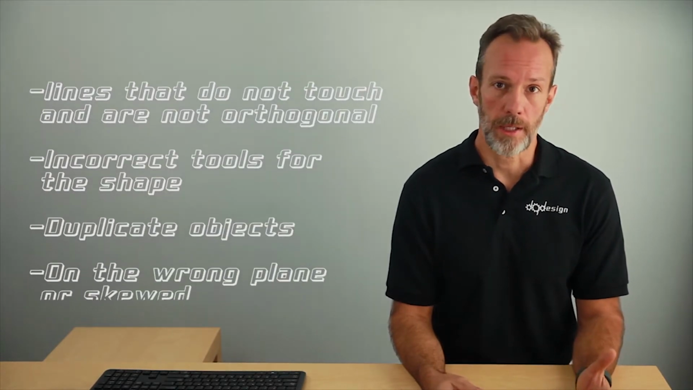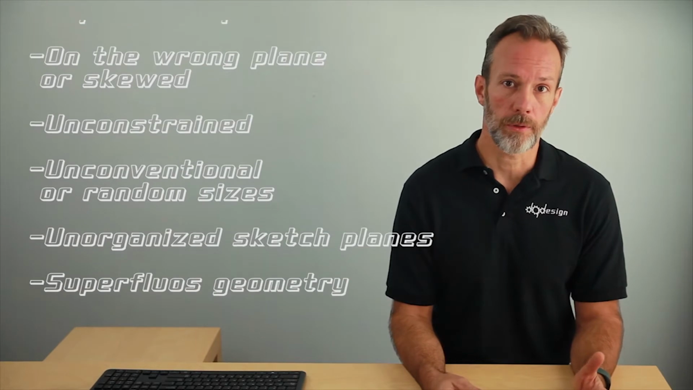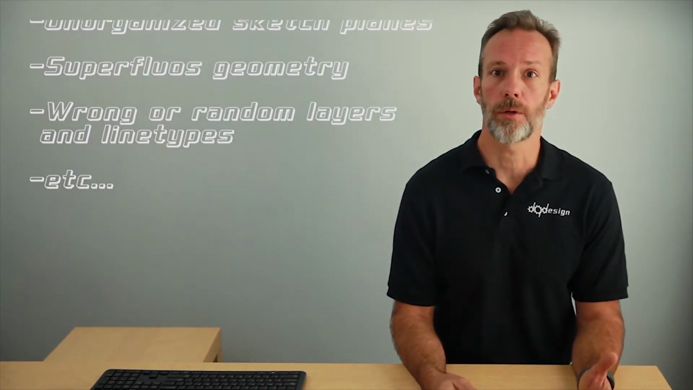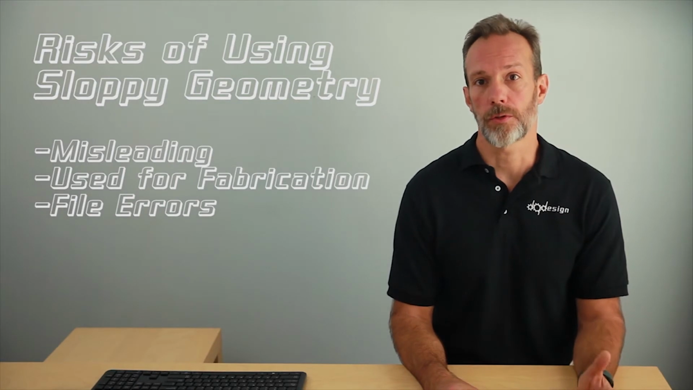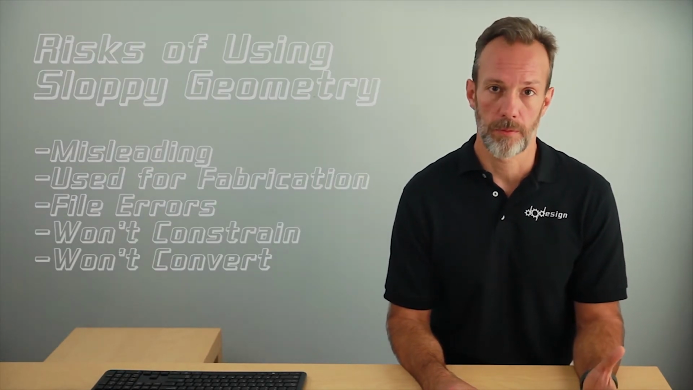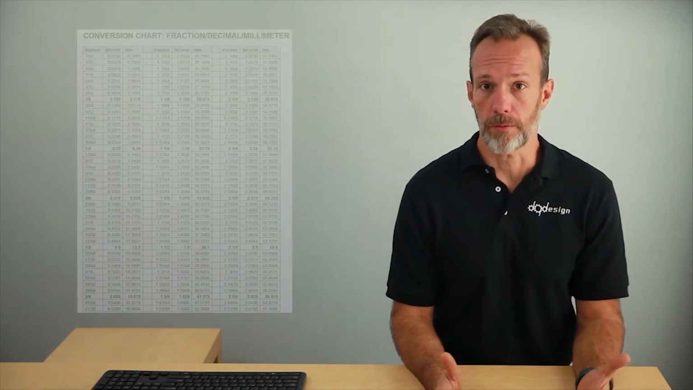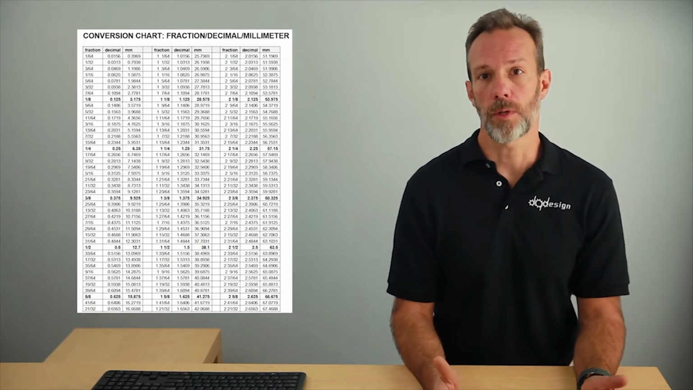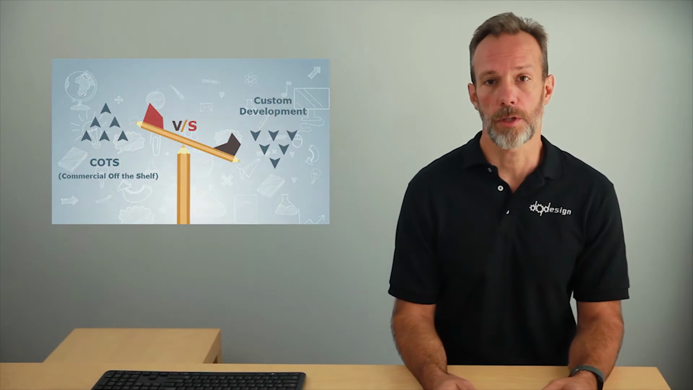To clarify, bad geometry would be lines that don't touch, are not orthogonal, incorrect tools for the shape, duplicates on the wrong plane or skewed, unconstrained, unconventional, or random sizes. If the person checking the design is unaware of the hidden flaws and uses them as displayed, it can mislead users to believe form, fit, and function, especially if the geometry is subsequently used by the fabricator. It can also cause file errors, such as unconstrained or unable to convert to other formats. Because CAD's theoretically precise, there's no reason not to draw accurately and round numbers to standard tooling convention whenever possible. Choosing random unconventional sizes can also be costly.